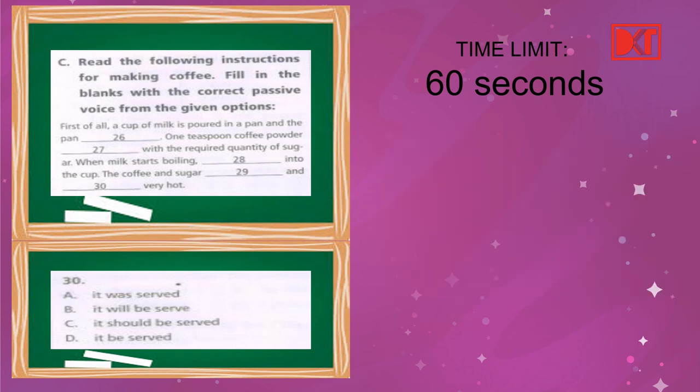Last blank for this paragraph, the coffee and sugar dash and dash very hot. It was served very hot, will be served very hot, it should be served very hot, or it be served very hot. Now here, ab sara present ka tha, but here it should be, rather, it should be served.